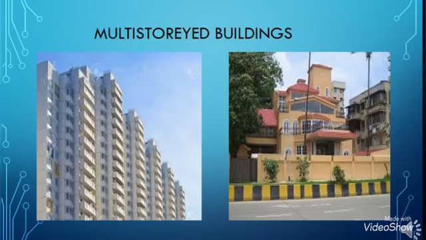Now children, the last type of house that we are going to study in this chapter is multi-storied buildings. Buildings, apartments and bungalows are examples of multi-storied buildings. Most multi-storied buildings are found in cities. They have many flats, offices and shops in them. High-rise buildings are also called skyscrapers.